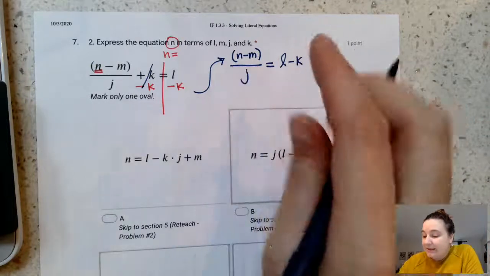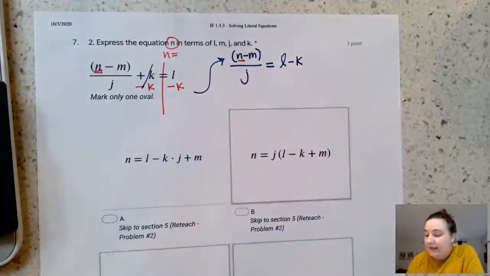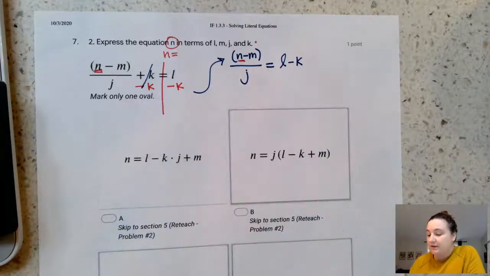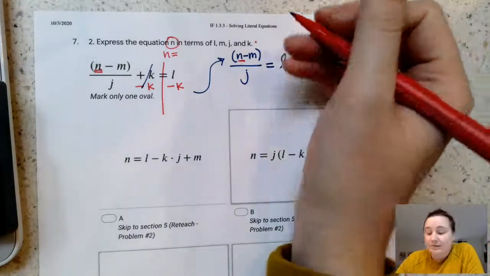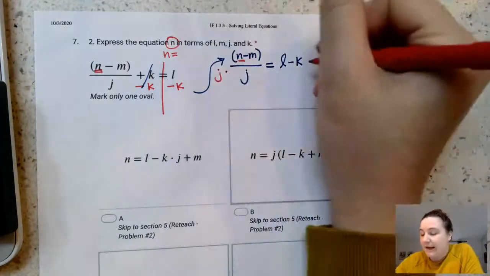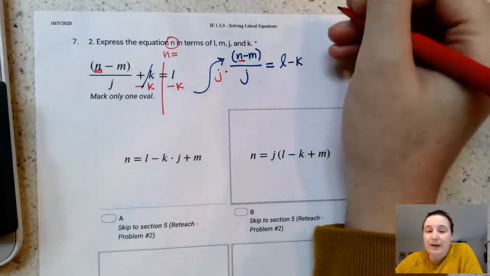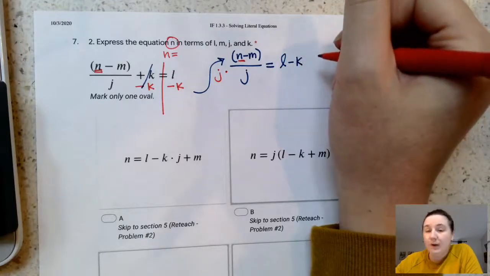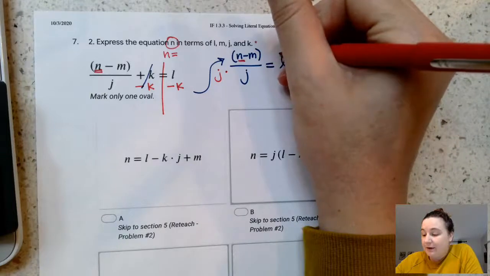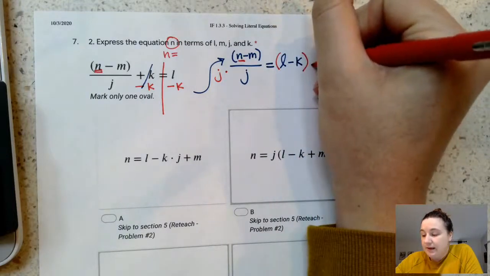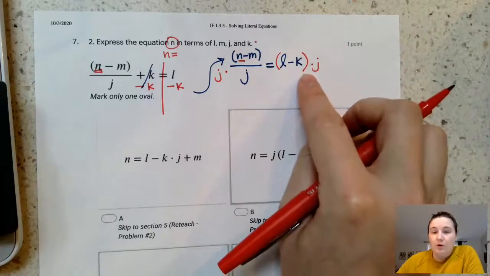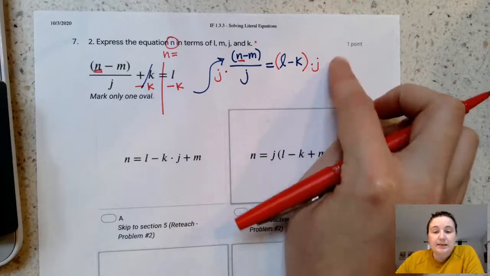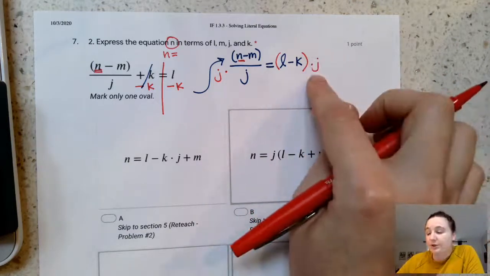Now I can't get to n, so remember I'm still looking for n. I can't get to n until I get rid of this fraction. And so fractions mean division. And the inverse of division is multiplication. So to get rid of that, I need to multiply by j. And when there's multiple things over here, you have two options. You can either put this in parentheses and then multiply by j, or you can multiply this by j and this by j. Since this allows me to only do the multiplication once, I'm just going to do that.